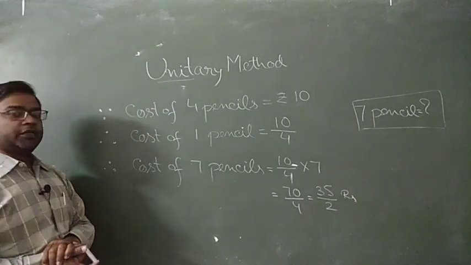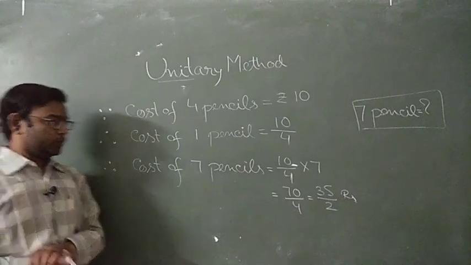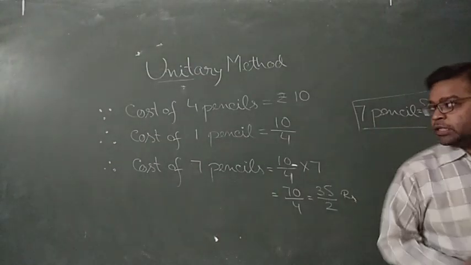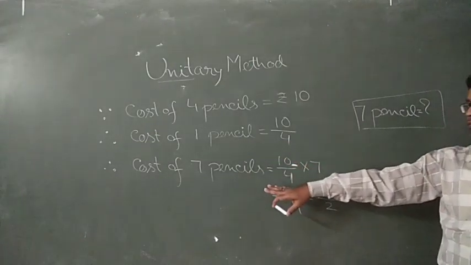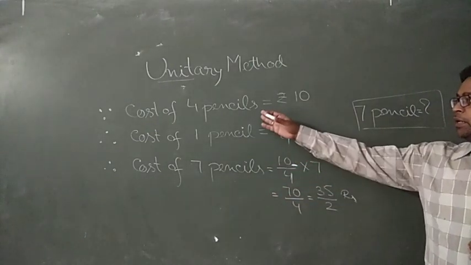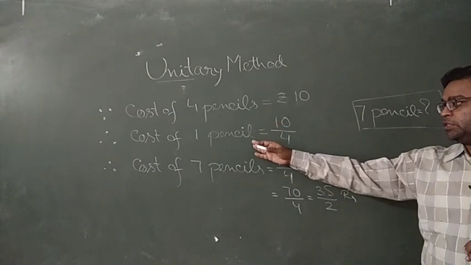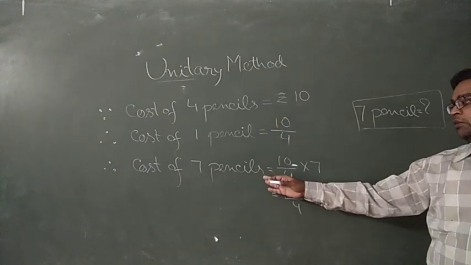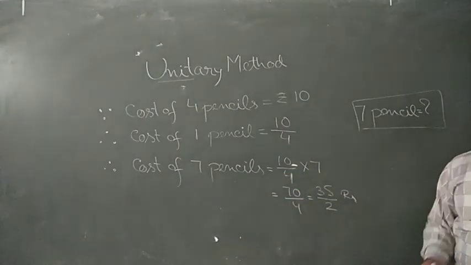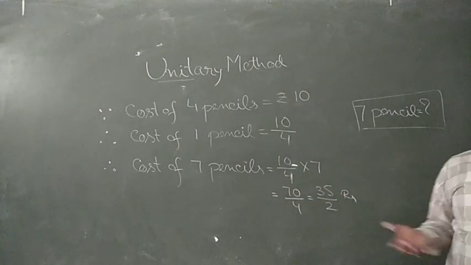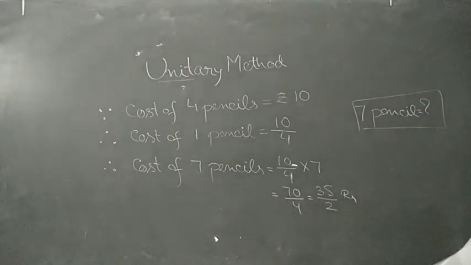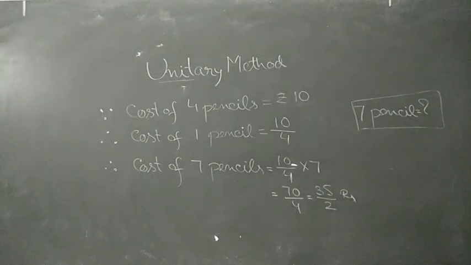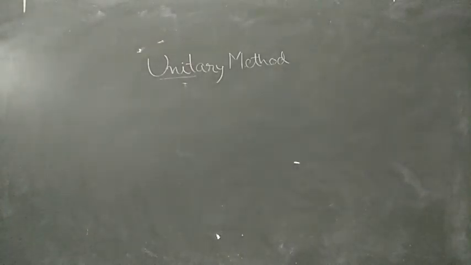I hope this is clear to you. If you are unable to see, just see this side: cost of 1 pencil and then cost of 7 pencils. We first find out this one, then it's easier for us to find out this one. So I hope the concept is clear. Now let's start to solve some problems from your book.